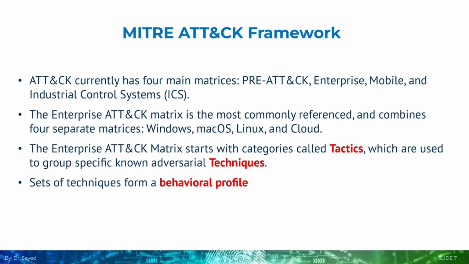The ATT&CK Framework is a cybersecurity multi-tool. It has four main areas, or matrices: pre-attack, enterprise, mobile, and industrial control systems, ICS. We usually focus on the enterprise matrix, which covers all your operating systems and cloud environments. The structure begins with tactics, what the attacker wants to achieve, and then groups specific techniques, how they achieve it, to form a behavioral profile.